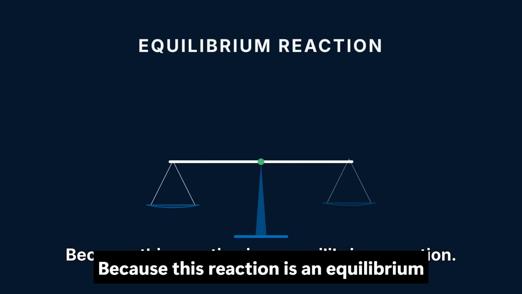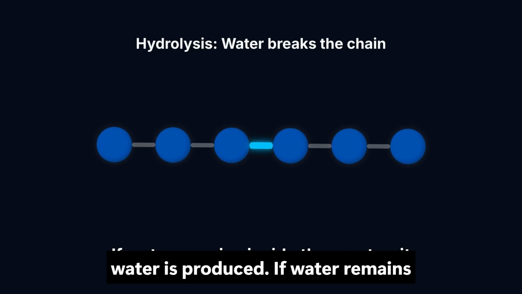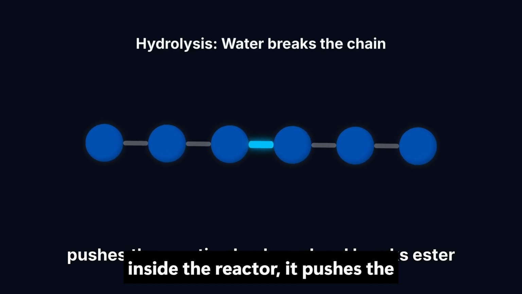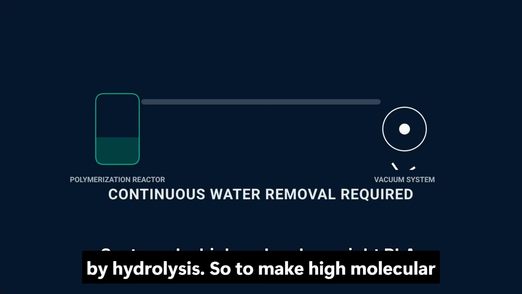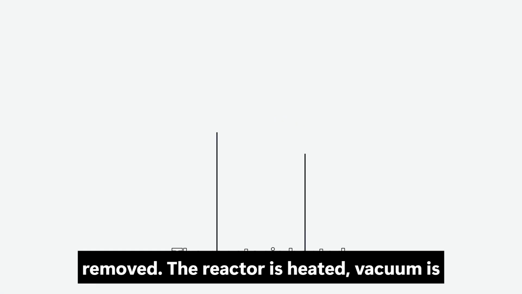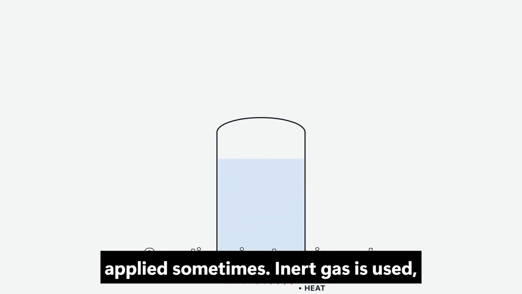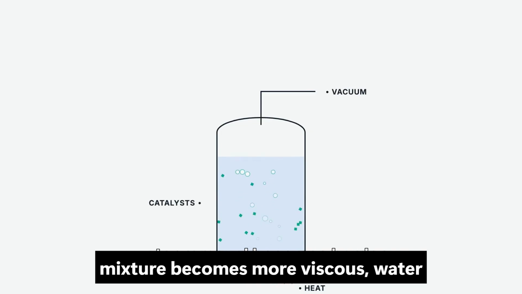Why? Because this reaction is an equilibrium reaction. For every ester bond formed, water is produced. If water remains inside the reactor, it pushes the reaction backward and breaks ester bonds by hydrolysis. So to make high molecular weight PLA, water must be continuously removed. The reactor is heated. Vacuum is applied. Sometimes inert gas is used. Catalysts may be added. But as the mixture becomes more viscous, water removal becomes harder.